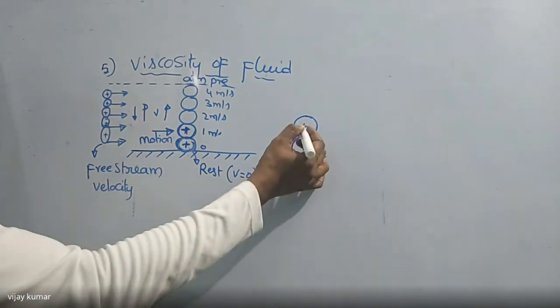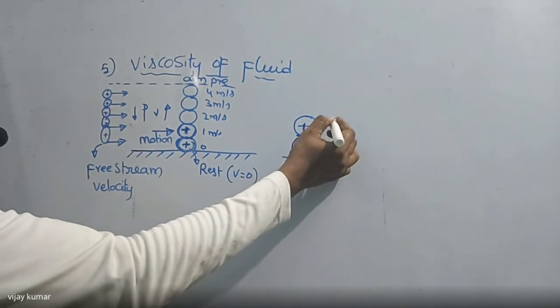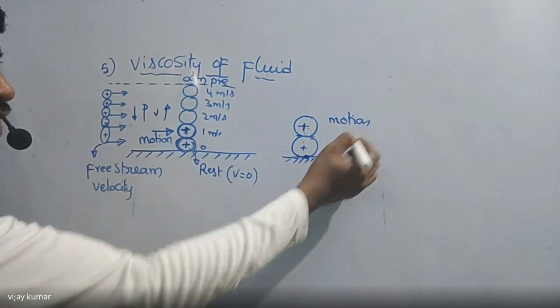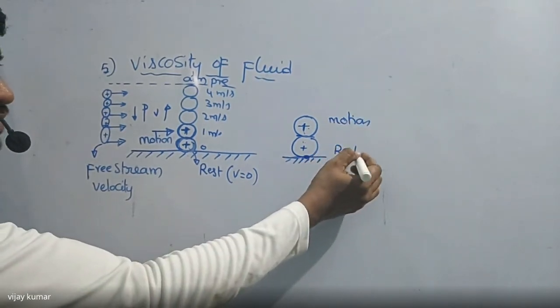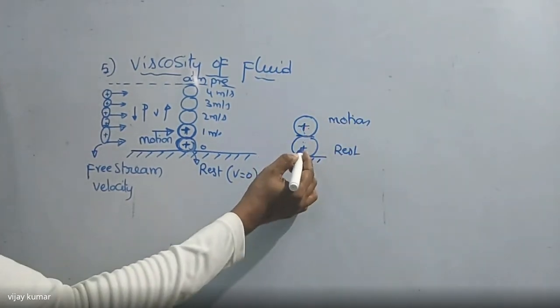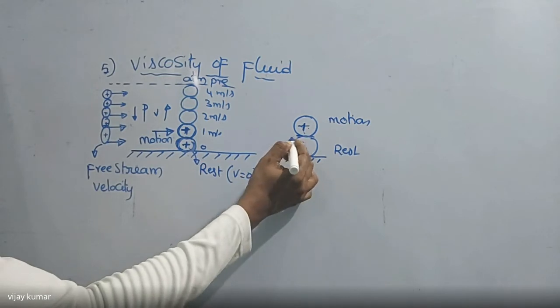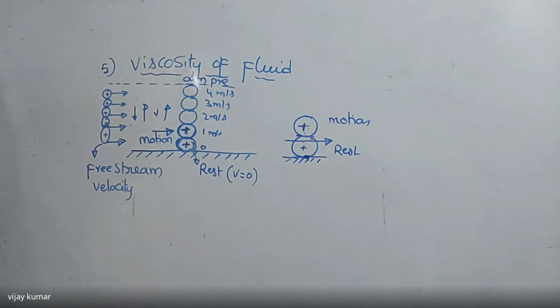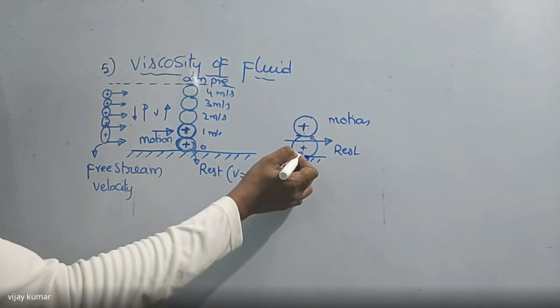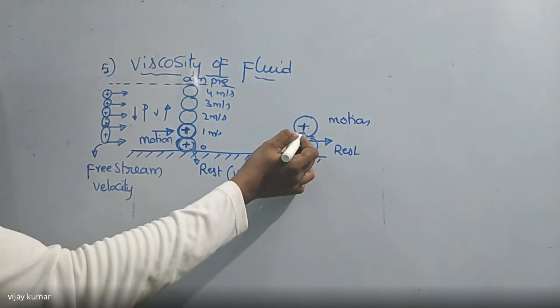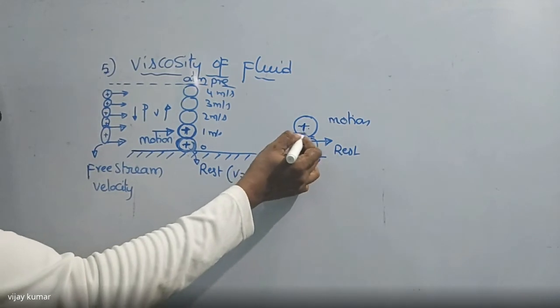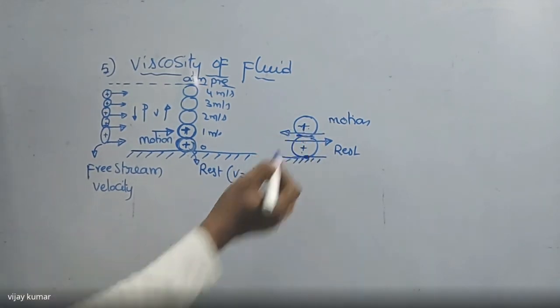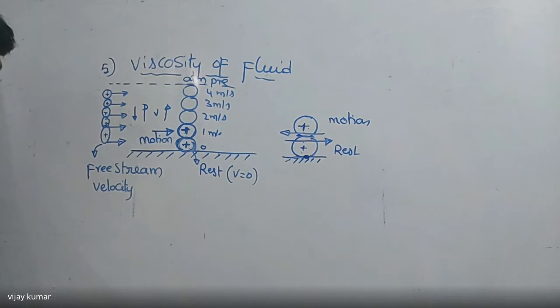So what happened here? This particle is under motion, and this particle is under rest condition. This particle always applies some force on the other particle in this direction to bring it into motion. At the same time, this particle also applies some force on this particle in this direction to reduce its velocity. Have you got my point or not?